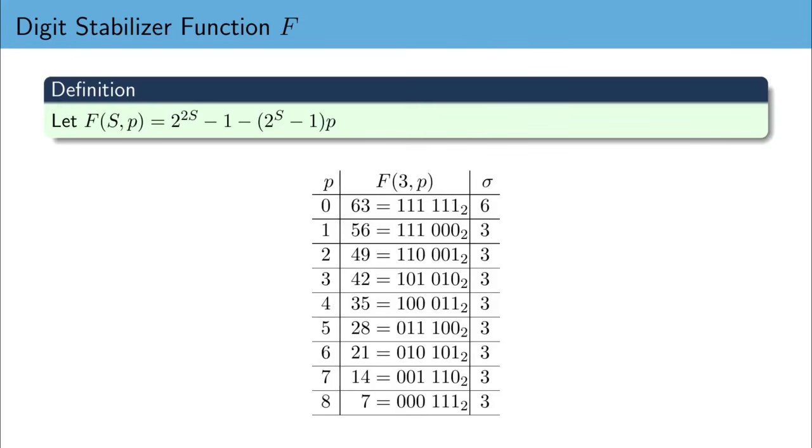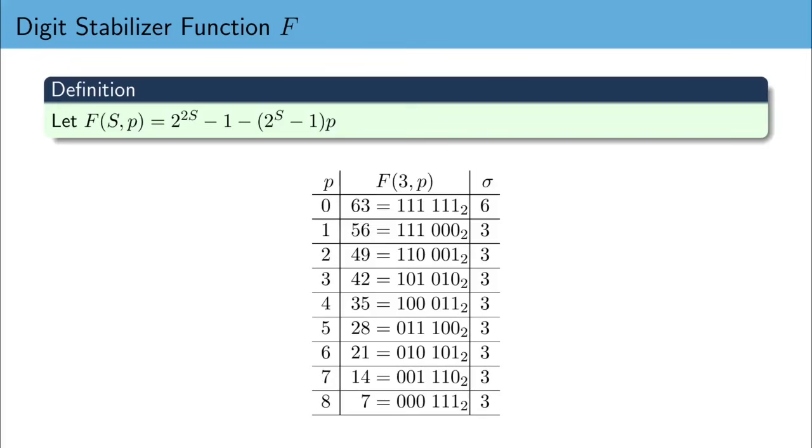Here's a table of outputs of our function if the first input is 3. For p equal to 0, the result is 63, which has a digit sum of 6. For p between 1 and 8 inclusive, the result has digit sum 3, and beyond that the pattern falls apart. In general, the sum of the digits of the output when p equals 0 is 2s. The outputs should all be thought of as 2s digit numbers in binary, and all those digits will be 1. For values of p between 1 and 2 to the s, the outputs will be half zeros and half ones, so a digit sum of s.